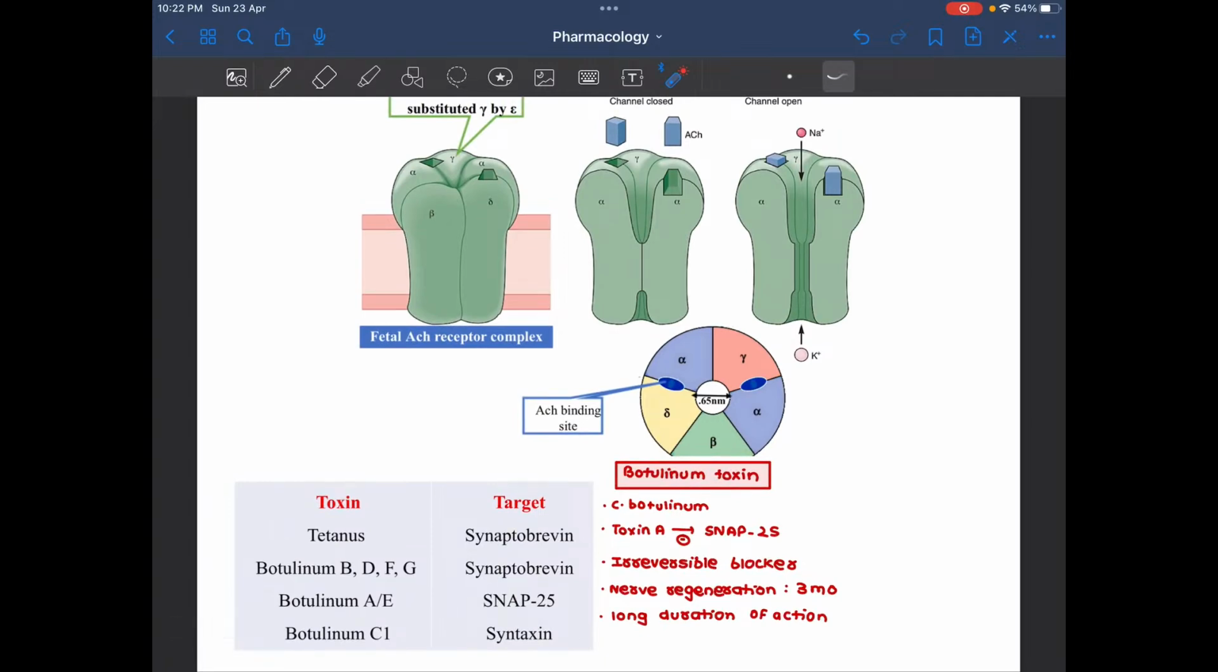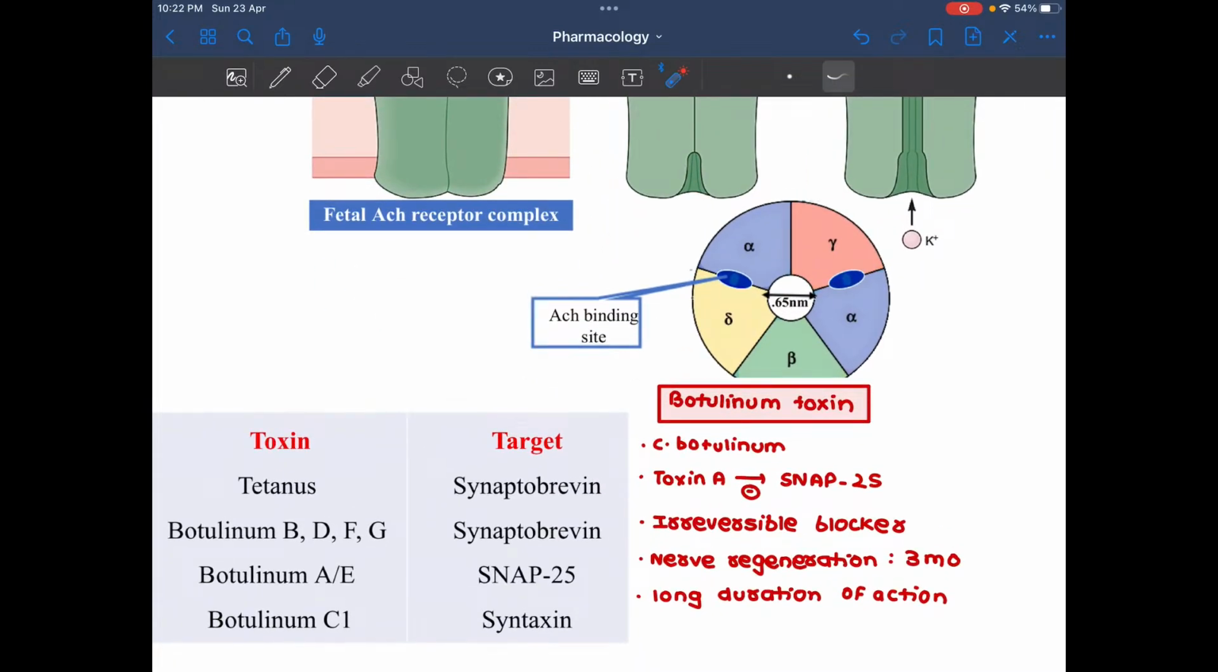As we saw, we have some SNARE proteins. Just remember, the botulinum toxin is a toxin derived from Clostridium botulinum, an anaerobe. The toxin that we use in clinical practice is toxin A. If you look at this table, toxin A is going to inhibit SNAP25. This SNAP25 is a terminal SNARE present on the prejunctional membrane, and the botulinum toxin is going to inhibit it.